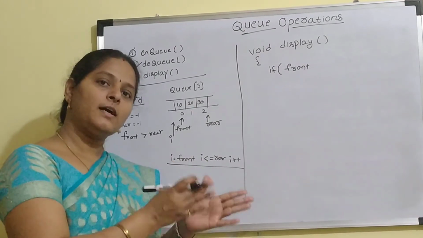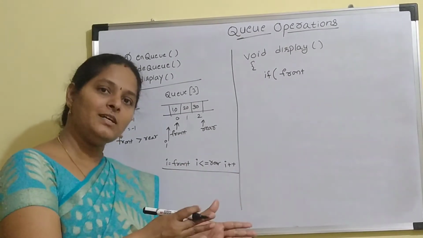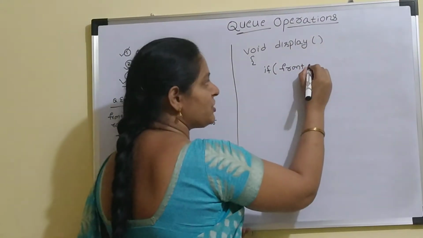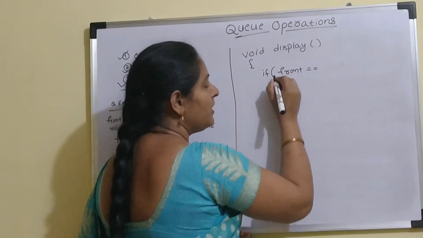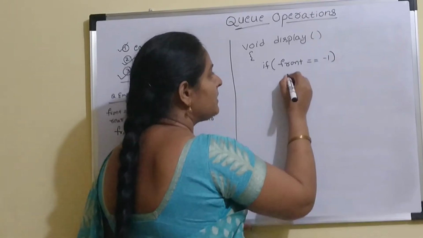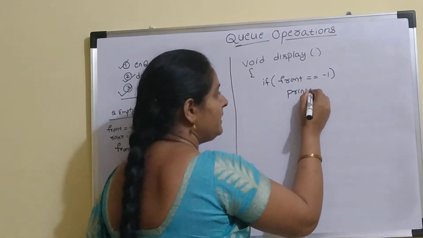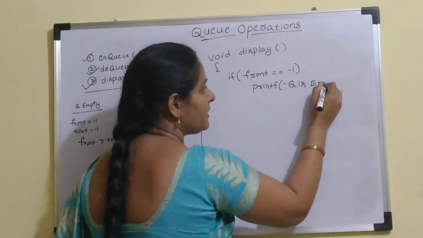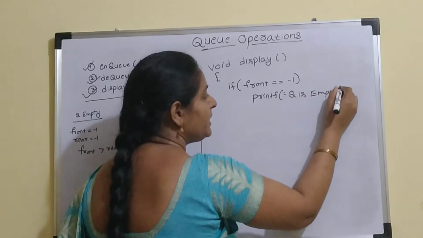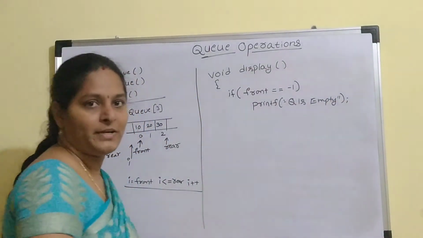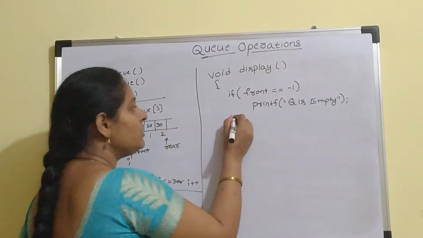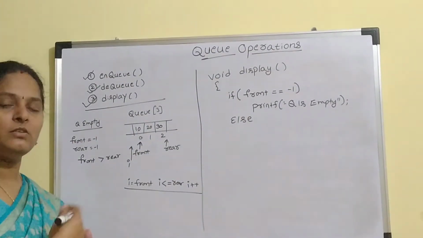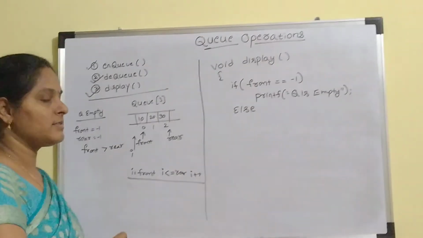Better compare the emptiness, or check the empty condition, with the front pointer only. So here I am using the front pointer only for checking whether the queue is empty or not. If front equals -1, that indicates that the queue is empty. If the queue is empty, we cannot print the elements. Nothing to print. If the queue is not empty, that means if the queue contains some elements, then only we can print it. Let us see in this example.